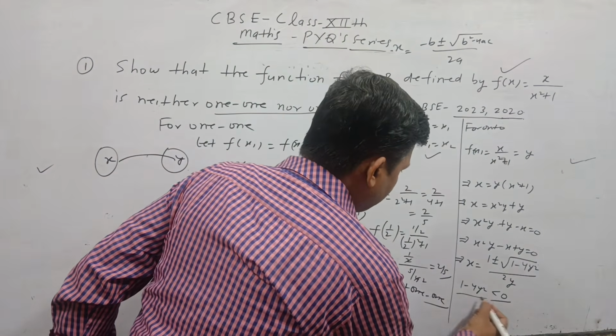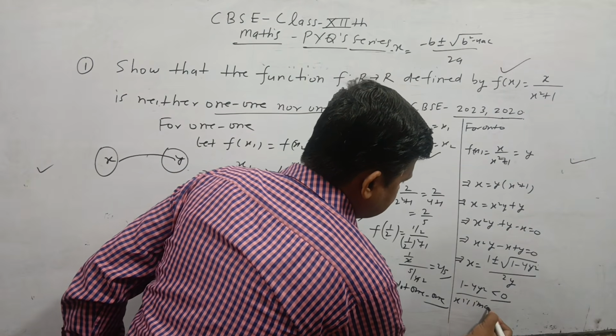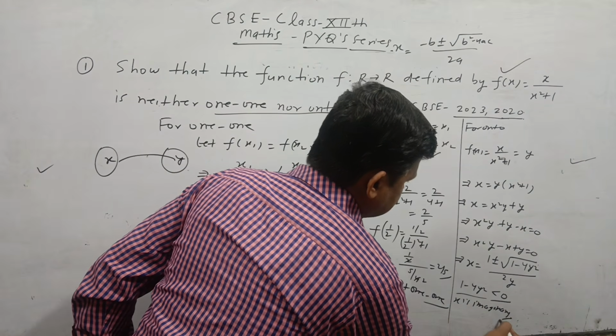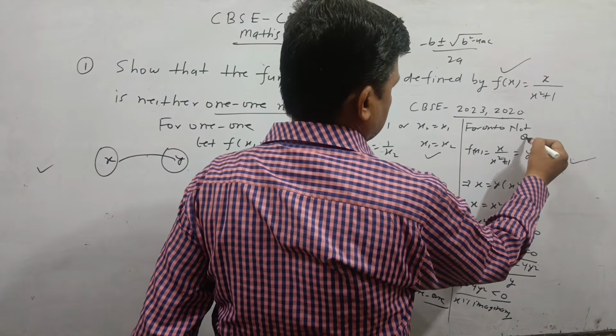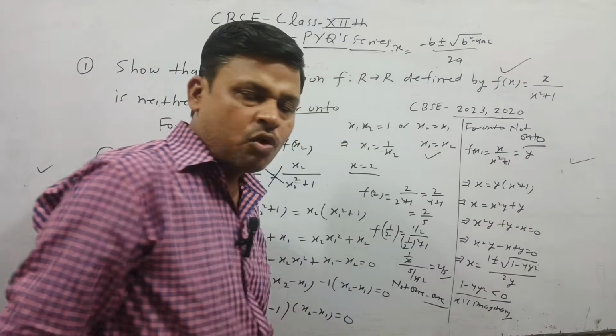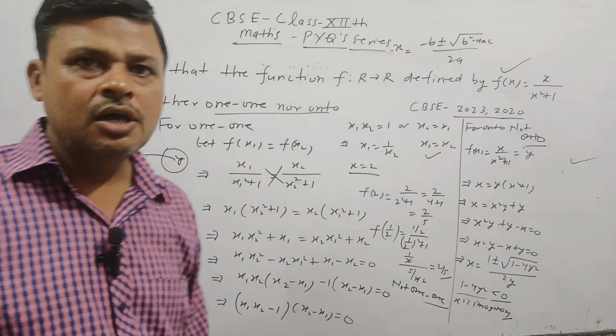So for these values of y, x is imaginary. So this function is definitely not onto. This is the way of proving that this function is neither 1-1 nor onto.